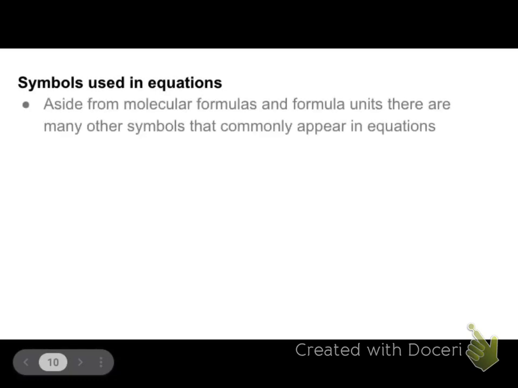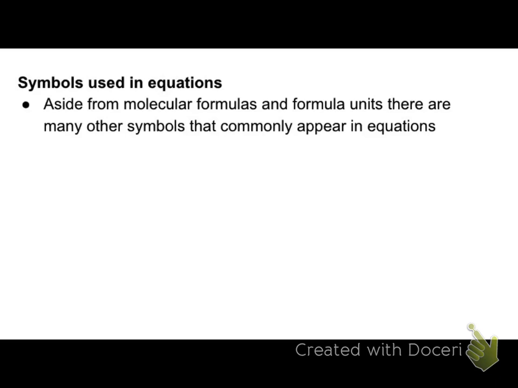All right. There are lots of symbols used in equations, okay? The ones you are familiar with will be the molecular formulas and the formula units, and you are probably at this point in your science careers familiar with the idea of an arrow in a chemical equation. Okay? But there are many other symbols that will commonly show up in equations. And the following table that we're going to go through together summarizes some of the most common symbols and what they mean.